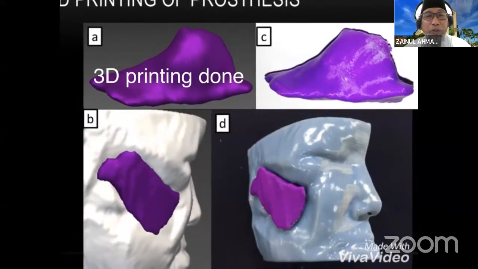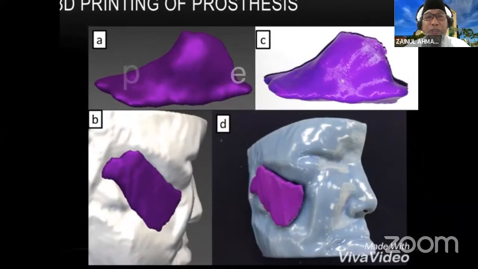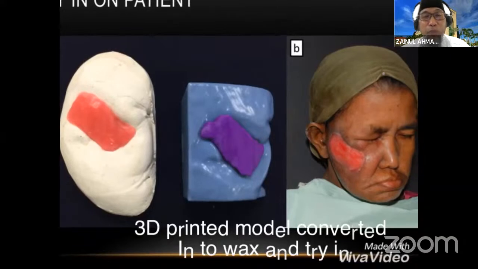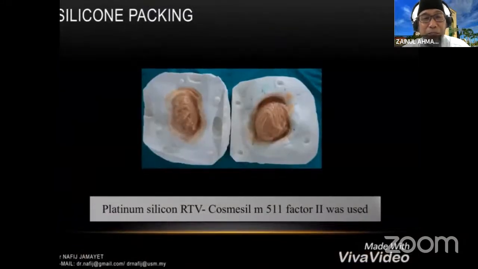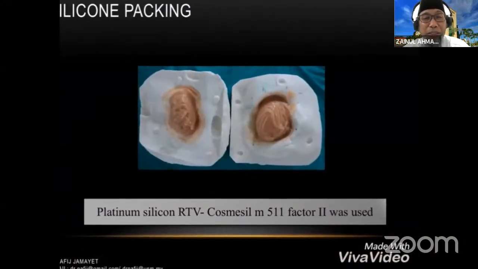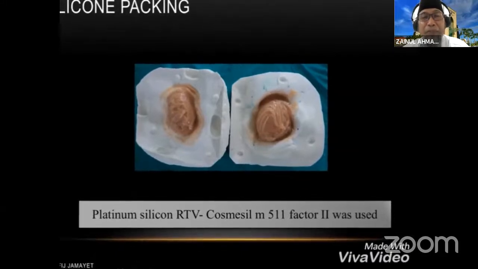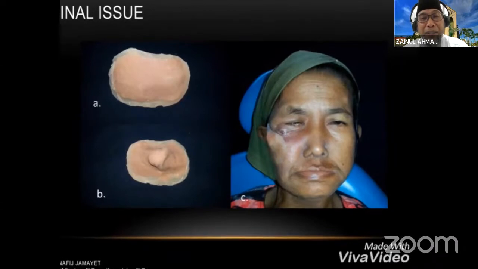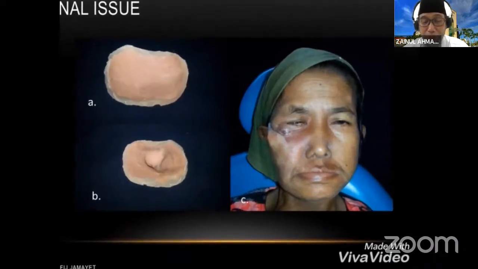When you have a complete design, you go for 3D printing. You send it for 3D printing, and you have to have a mold of this particular patient, and you need to reconstruct using silicone resin. Then you insert it into the patient, with the silicone manufactured by 3D printing.